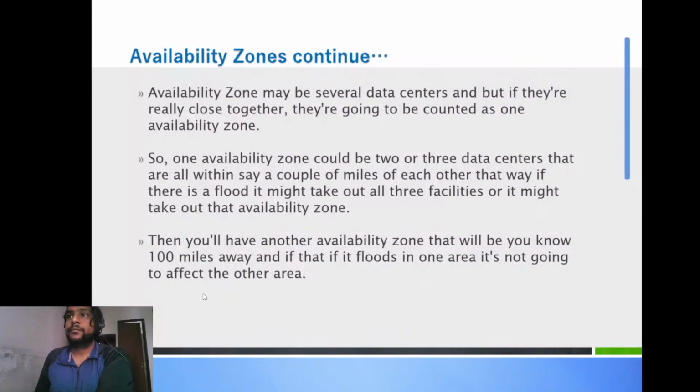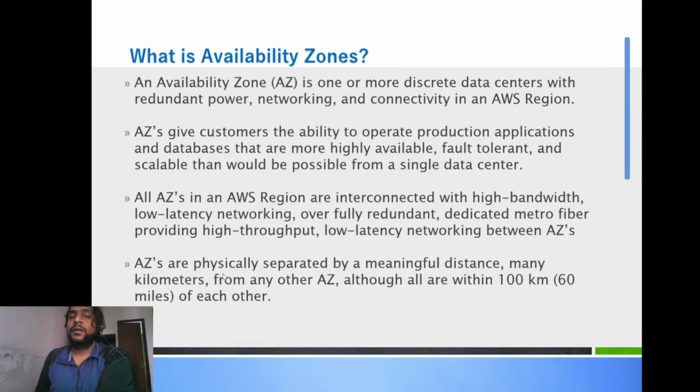Now let me go to more detail about the availability zone. An availability zone is one or more discrete data centers with redundant power, networking, and connectivity in an AWS region. So what is an availability zone? One or more discrete data centers, a collection of data centers. What are data centers? They are servers, actual physical computers. Amazon provides n number of services: storage, computing, networking, databases, IoT devices, machine learning services, everything. So everything will be available in a single availability zone.